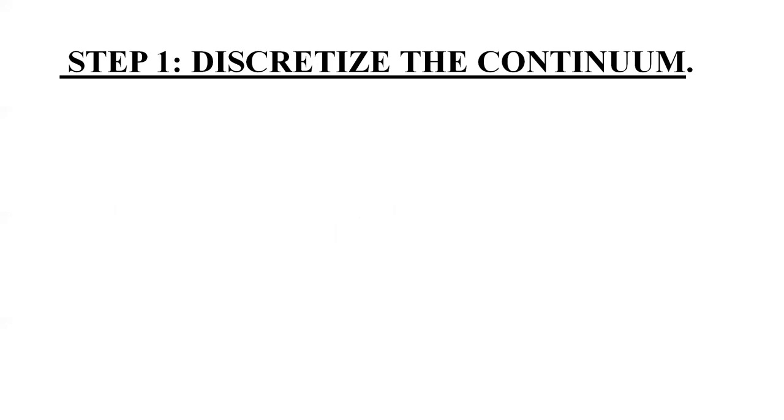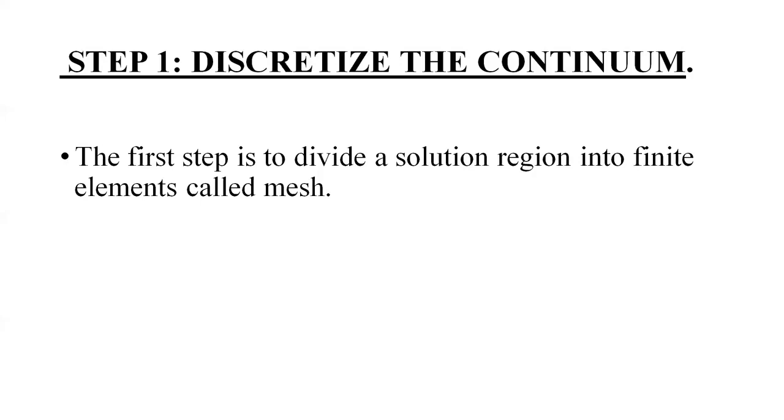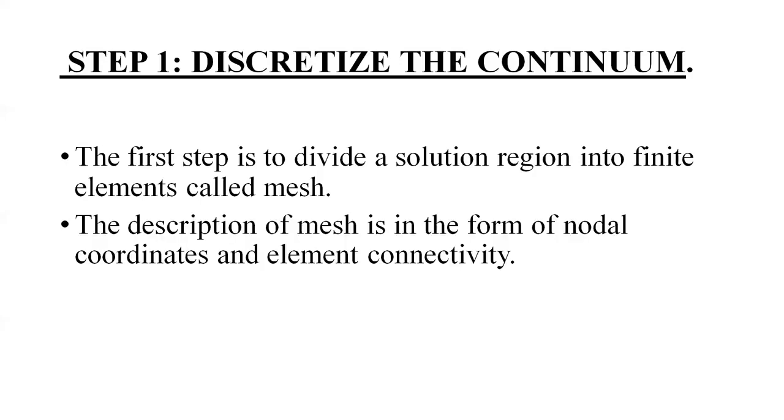In the first step, the body is discretized into smaller elements, which is known as mesh. The mesh is described in the form of nodal coordinates and elemental connectivities.